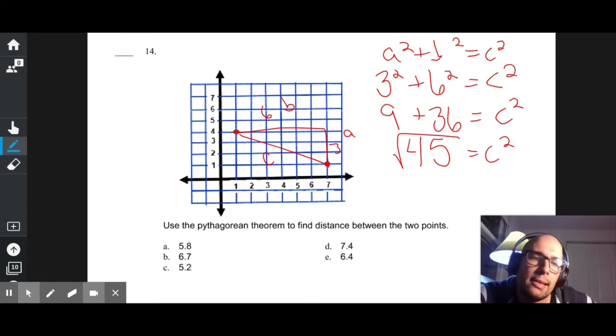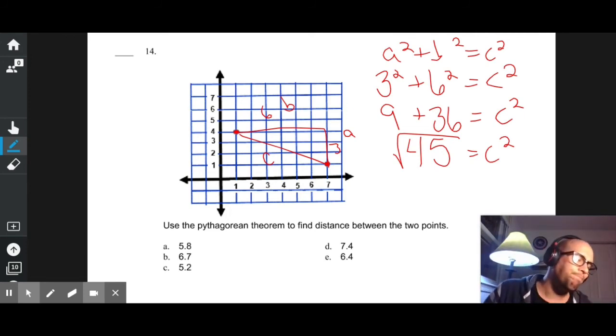Now, I know this is going to be between 6 and 7. I think it's going to be B. But just to make sure, what am I doing? 45 square root. Yeah, I was right.